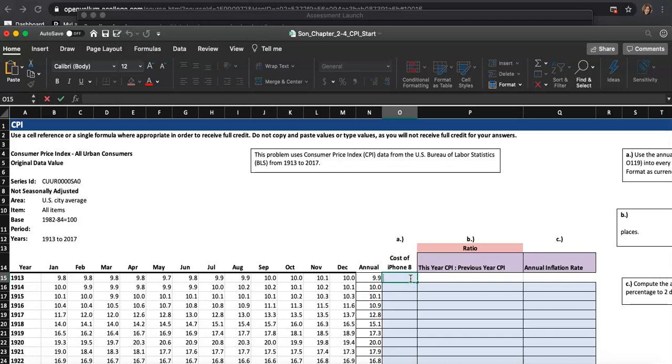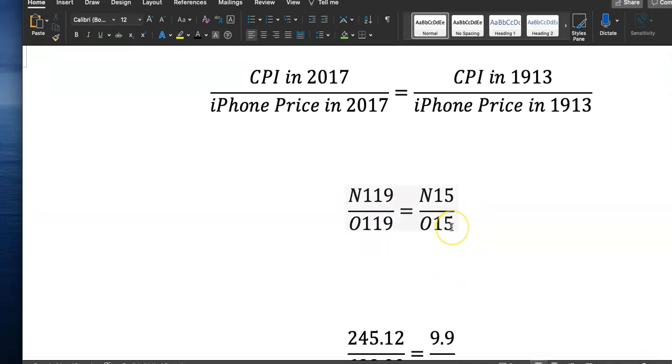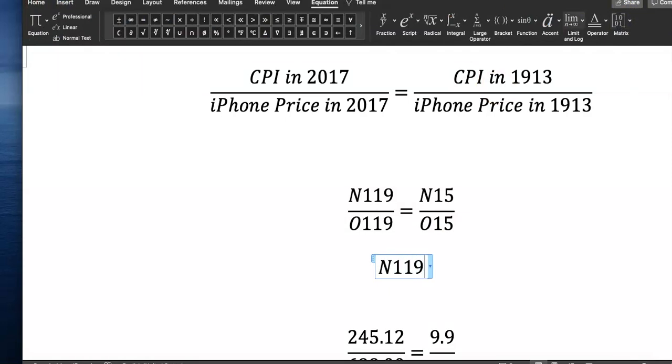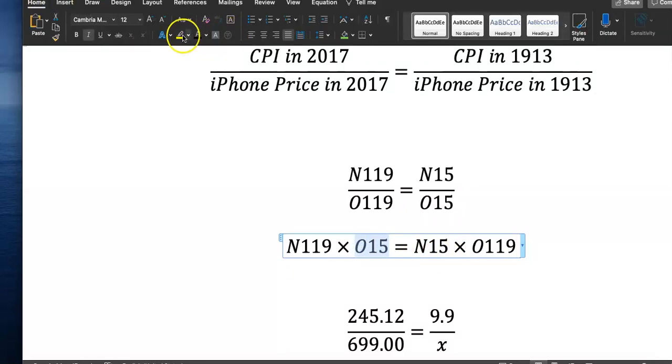Now, this is the cell we're trying to fill out. We're trying to solve that proportion for O15. We're trying to rewrite the equation so that it says O15 equals blah, blah. So take a look. I got this equation so far. I can still cross multiply. These are just 4 cell names. If I cross multiply, see if you agree with me. I will have N119 times O15 equals N15 times O119. Now remember, I'm trying to solve for this little guy, O15.